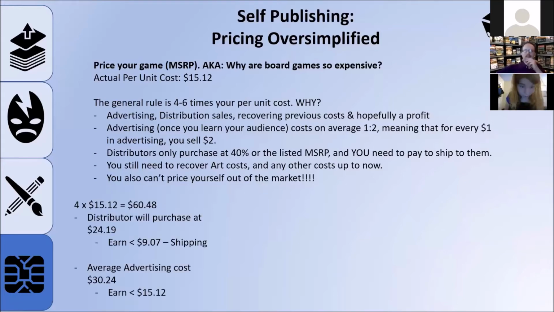So we're going to go through a few quick costing models here. So the 4-times costing model. 4 times your actual unit cost of $15.12 would be that you want to set MSRP somewhere around $60.48. If you set it right at that, that means the distributor is going to be purchasing it at most for $24.19. So when you take off your per unit cost from that, that means that you'll be only making $9.07 minus shipping, minus any other additional costs involved.